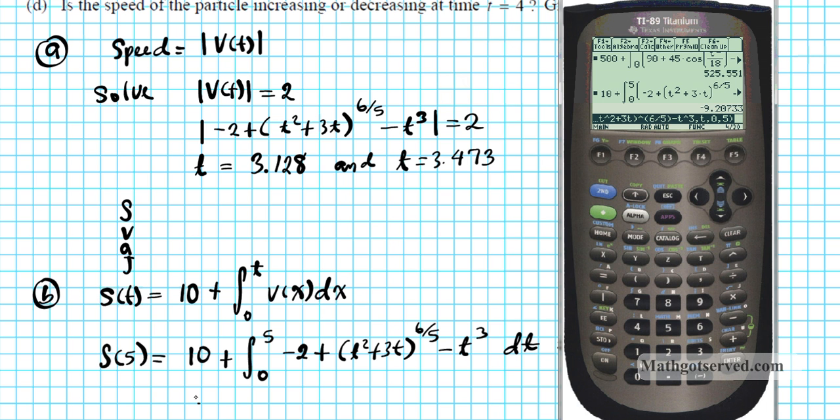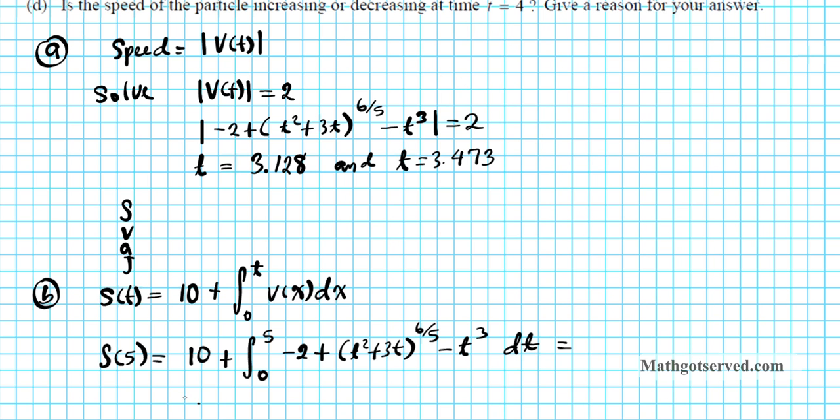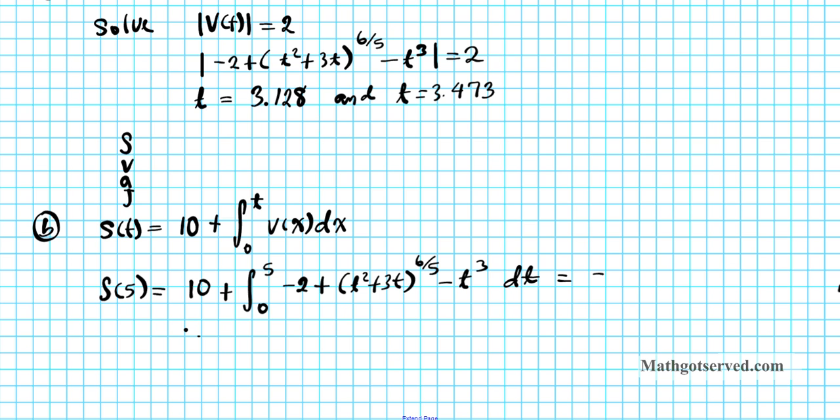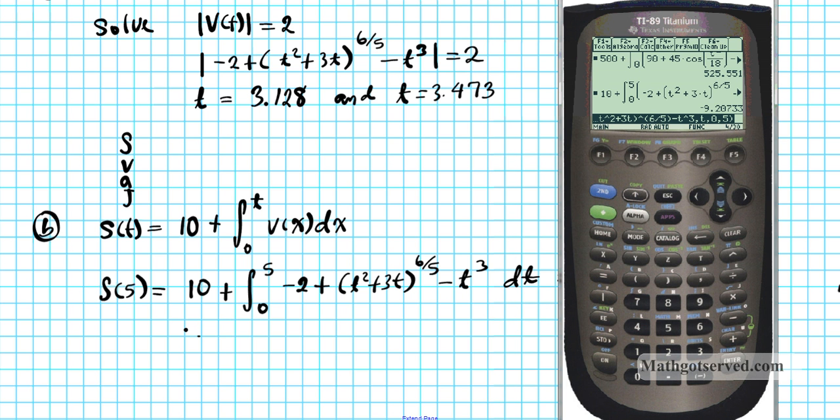So let's write this down. It's going to be 9.207. So if you wanted to enter this, I did this using a TI-89.